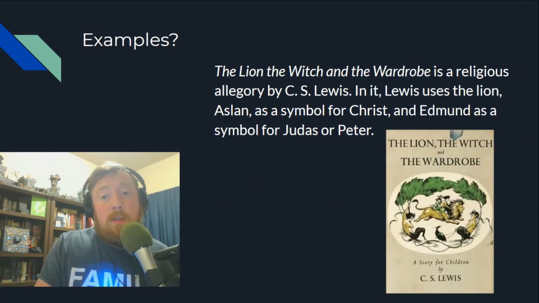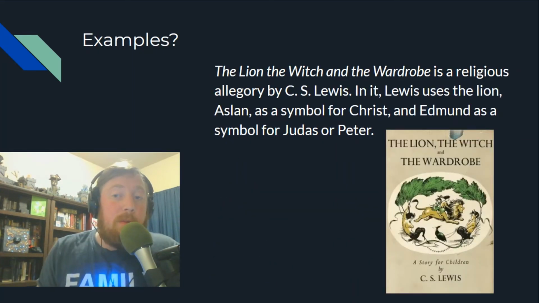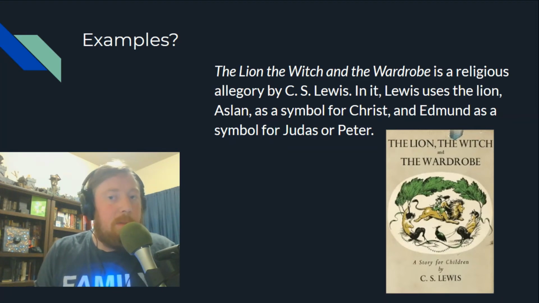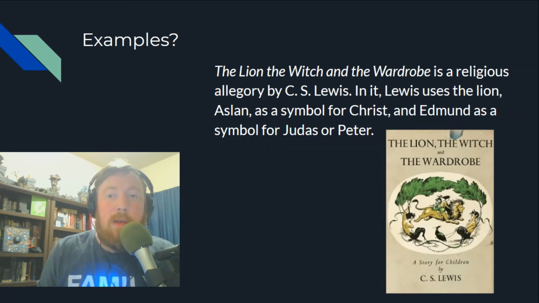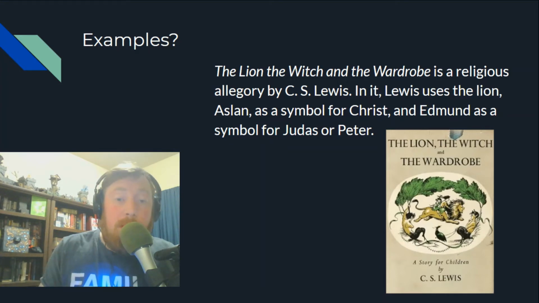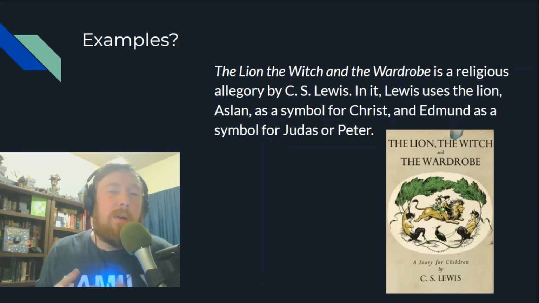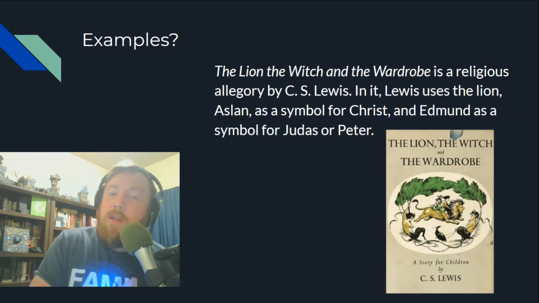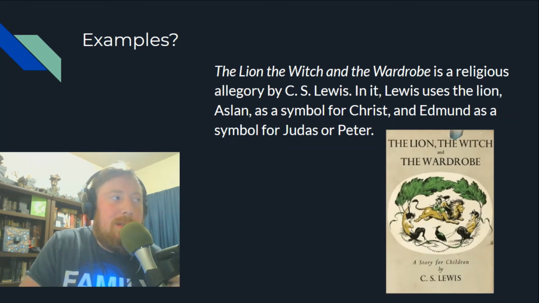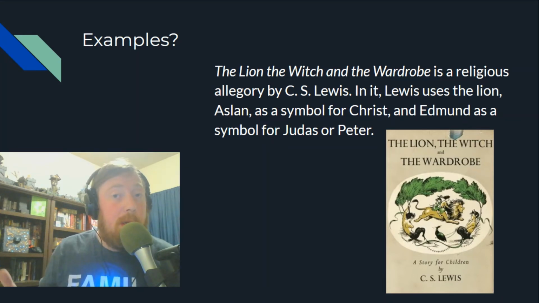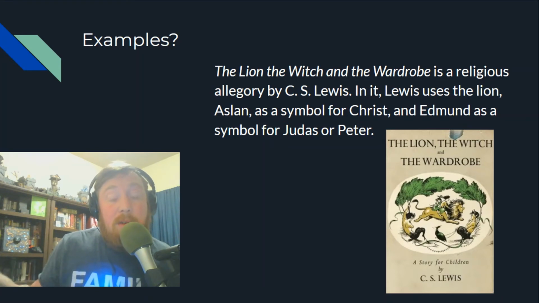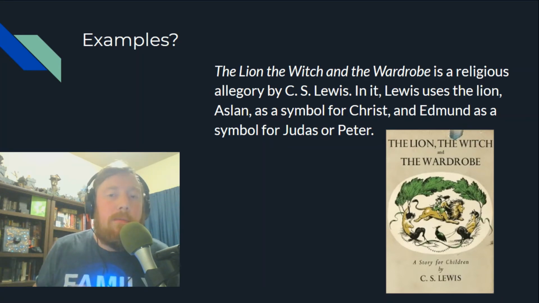So let's talk about some examples real quick. The Lion, the Witch, and the Wardrobe is a religious allegory by C.S. Lewis, and maybe you're familiar with it by reading it at some point or having watched the movies. In it, C.S. Lewis uses the lion Aslan as a symbol for Christ and Edmund as a symbol for Judas or Peter, someone who betrays Aslan or Jesus in this case, right?